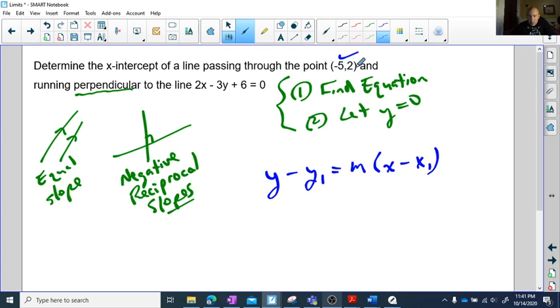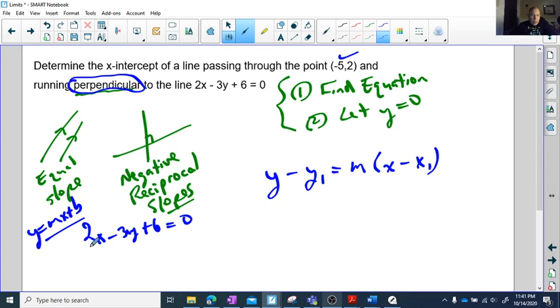So there's x1 and there's y1. I need the slope of the line. That's not quite as easy. They didn't tell me the slope, but the key word was perpendicular, and us being solid math students, knowing that lines that are perpendicular have negative reciprocal slopes, I'm going to take this line, 2x take away 3y plus 6 equals 0, and I'm going to find the slope of this line. Now you may say, well, how the heck are you going to do that? What I'm going to do is rearrange it and make it look like this. And then the slope will be the number stuck right in front of the x.